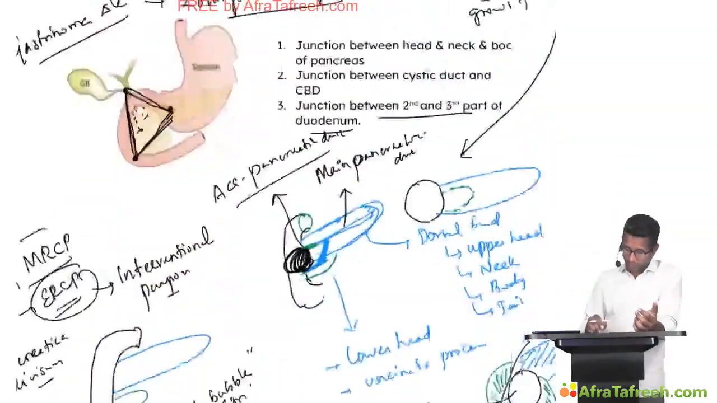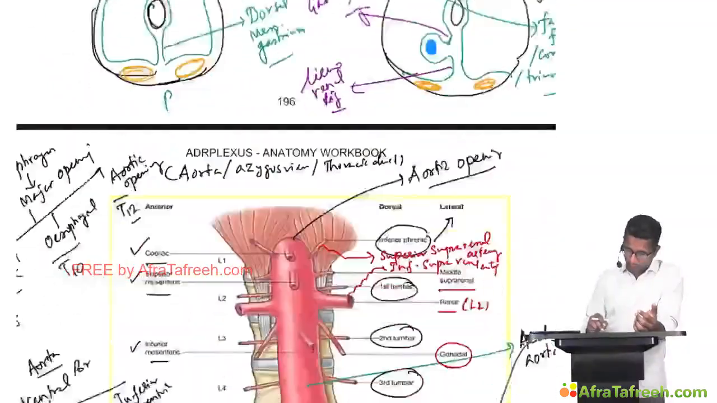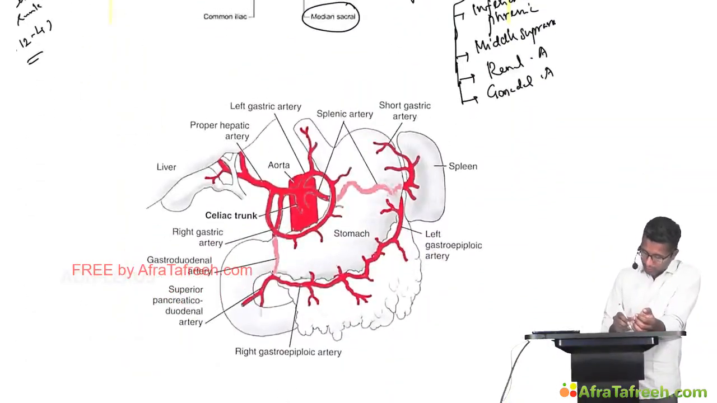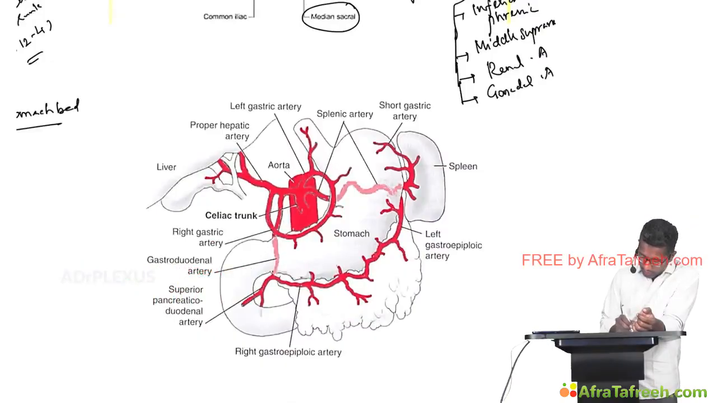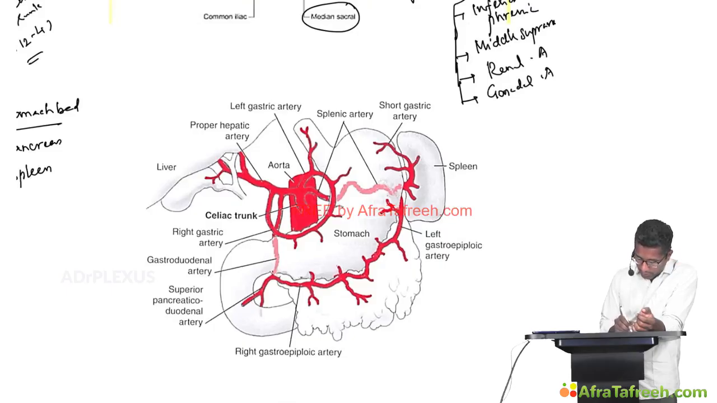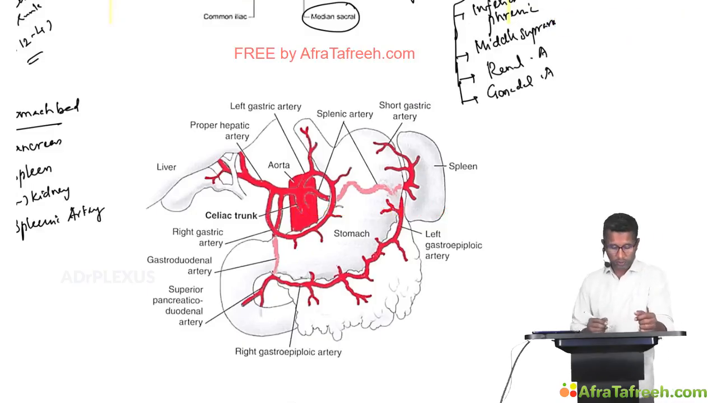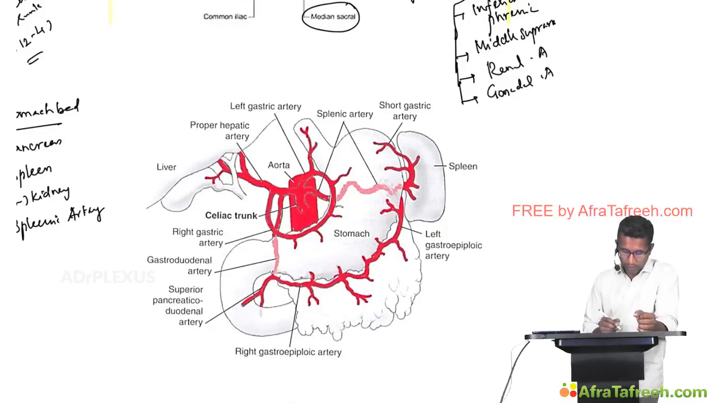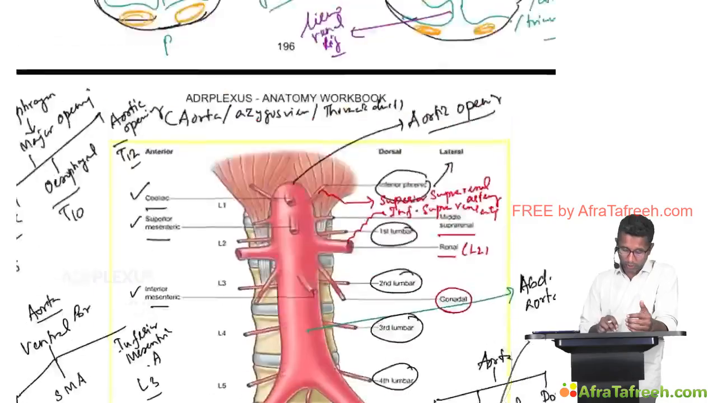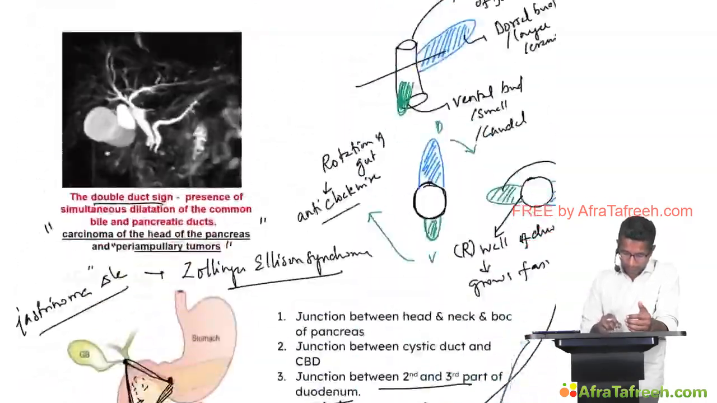So we'll just write down the structures that are forming the stomach bed, guys. I hope you know this, but just to brush up. The structures forming the stomach bed are: one is the pancreas, next is the spleen, next the left kidney, and the splenic artery. So all these structures are present in the stomach bed, and you can see all these structures here.